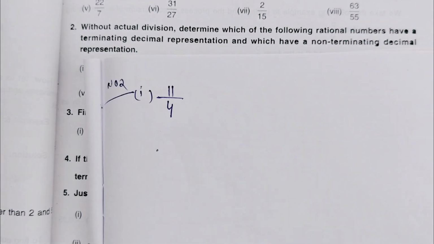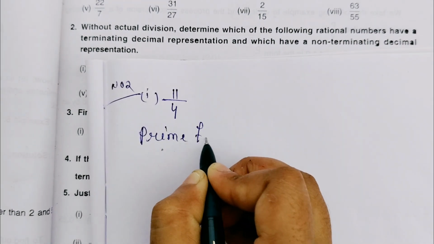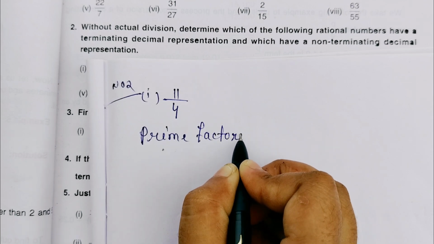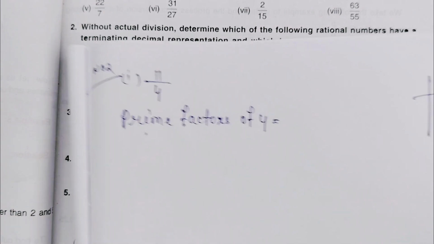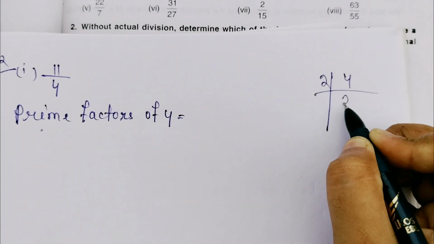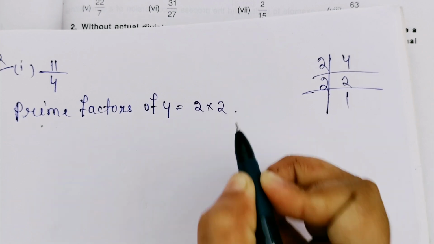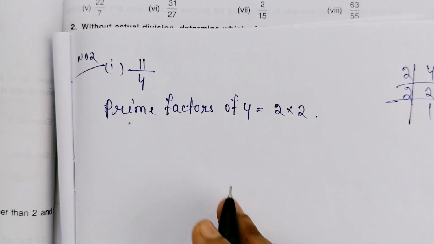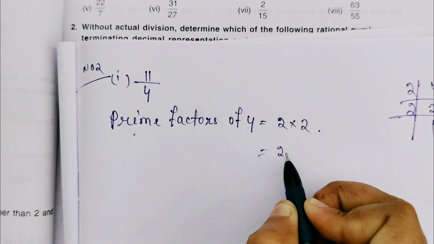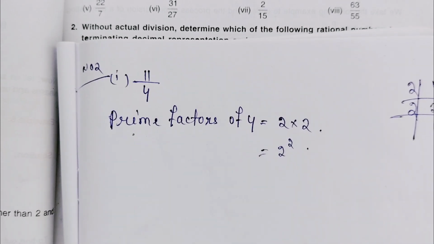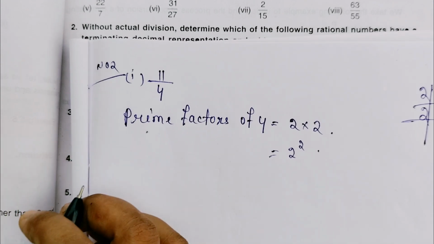First I find the prime factors of 4. Prime factors of 4: 2 2 is 4, then 2 1 is 2. Prime factor of 4 is 2 into 2. Here the denominator 4 has prime factor 2 to the power 2. So 11 by 4 represents a terminating decimal number.